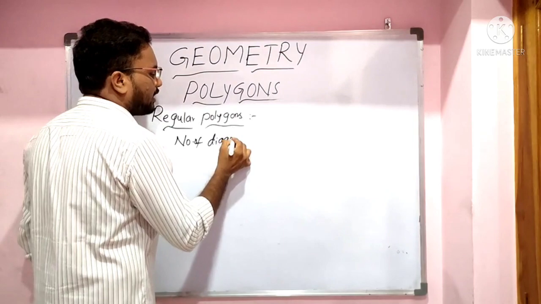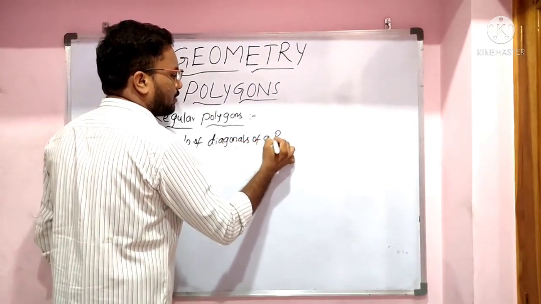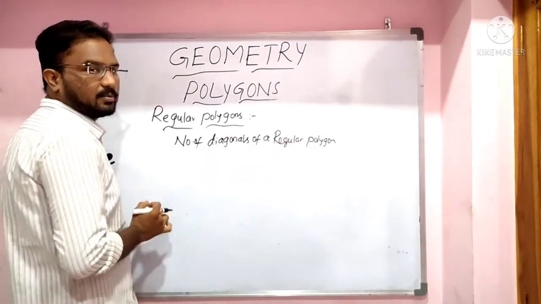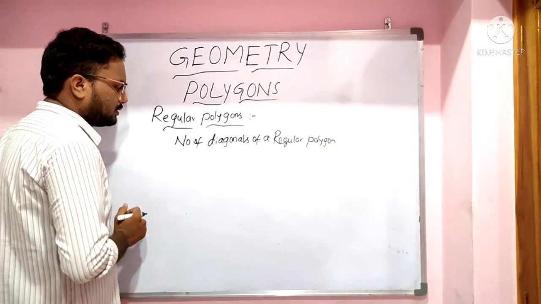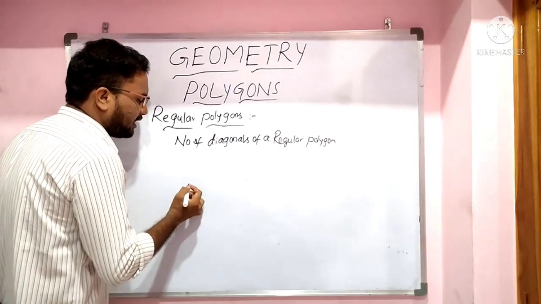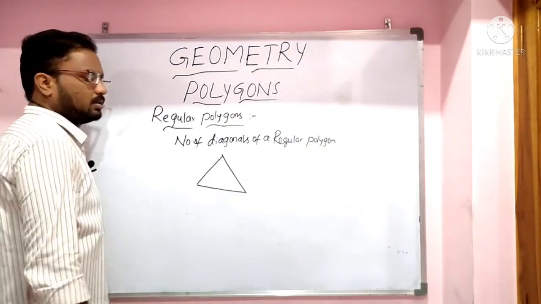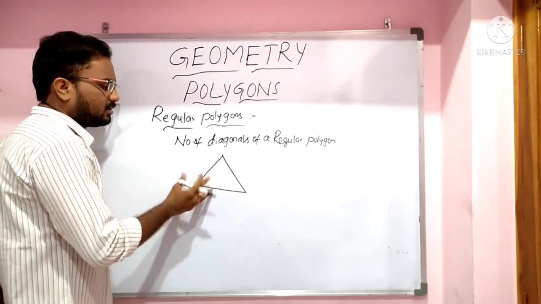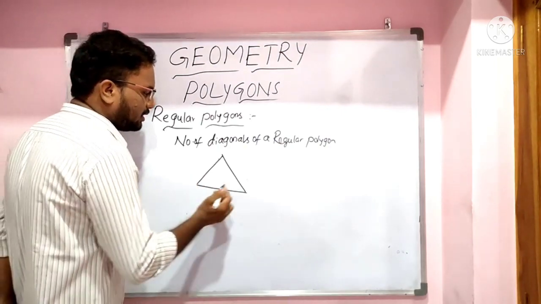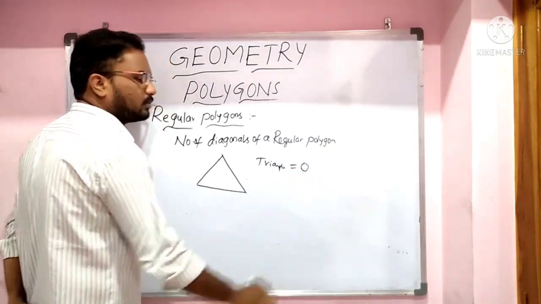Number of diagonals of a regular polygon. How can you find the number of diagonals of a regular polygon? If I take a triangle, in a triangle we cannot draw any diagonal. So for a triangle, the number of diagonals equals 0.